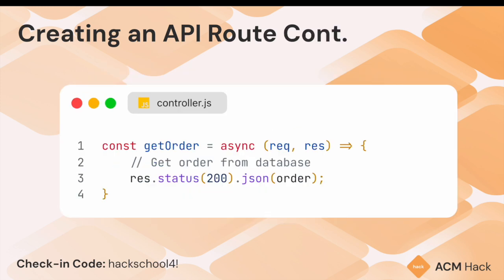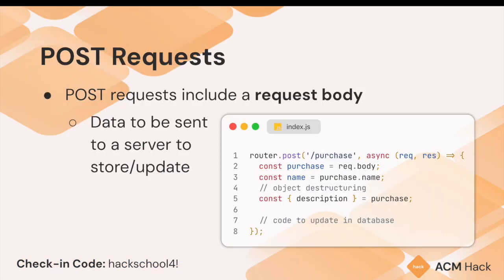Here's what a sample get order would look like. It just takes in the parameters for the request and then outputs a response with a status code of 200 in JSON format. So post requests are similar in terms of syntax, but they're basically just data when you want to send over to a server to store or update. And instead of router.get, you just want to do router.post, pass in a path and a callback function that will trigger when you visit this path.